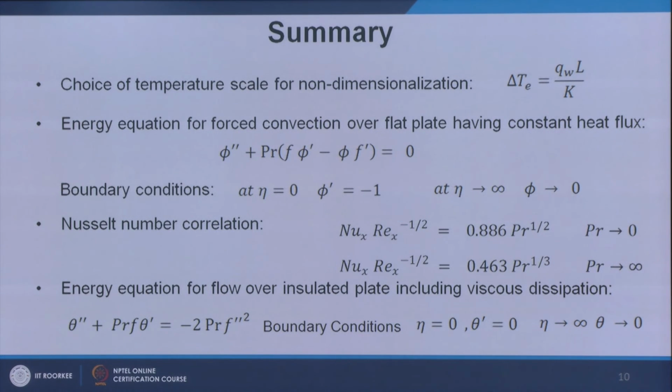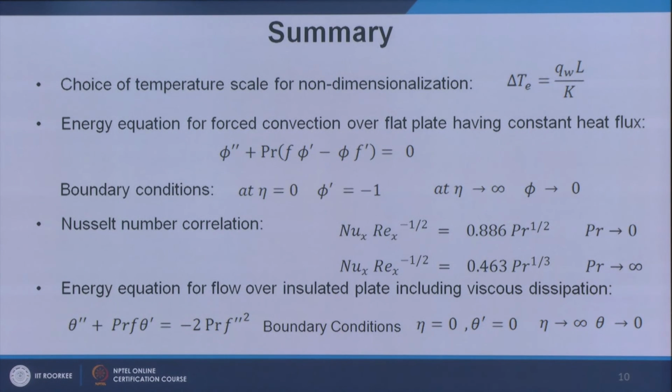We have also mentioned the Nusselt number correlations for low Prandtl number limit and high Prandtl number limit. So for Prandtl number tends to 0, we have shown that Nusselt number into Rex to the power minus half is actually 0.886 Prandtl number to the power half, and for Prandtl number tends to infinity, we have shown Nusselt number into Reynolds number to the power minus half is equal to 0.463 into Prandtl number to the power 1/3.